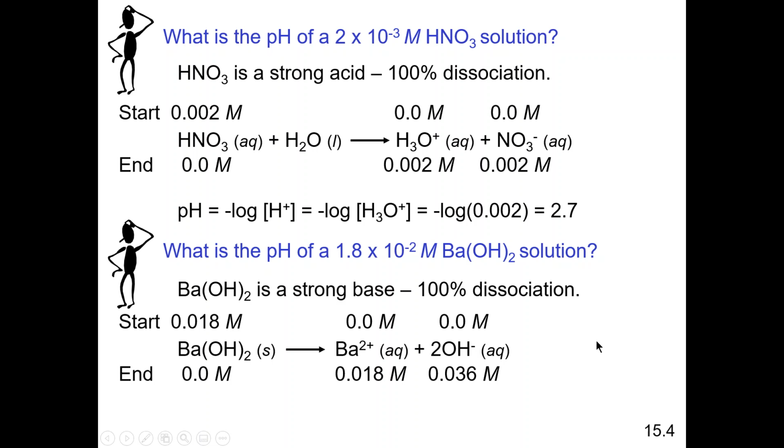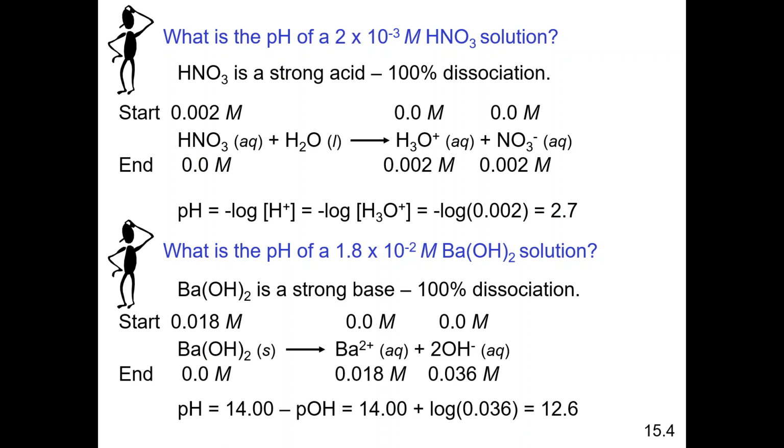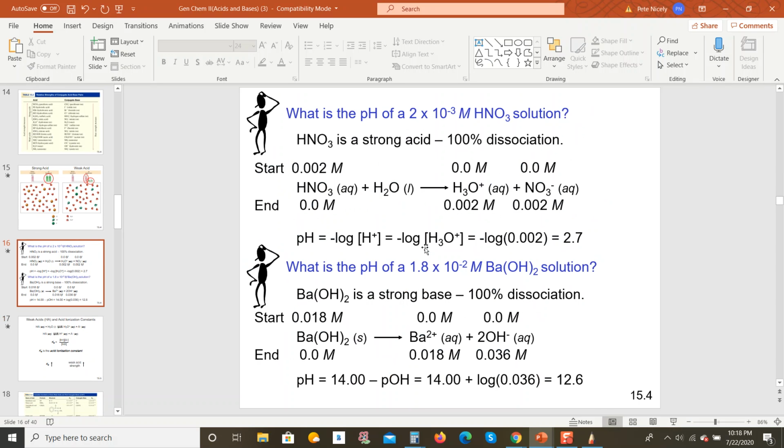And then what we need to do is find the pOH, and then the pH, which is equal to 14.00 minus the pOH. The pOH would be minus log of 0.036. So when you put the minus log into this equation, your final answer becomes equal to 12.6. All right, so these are just some simple examples involving the calculation of pH of acidic and basic solutions. All right, okay, let me see what's next here.